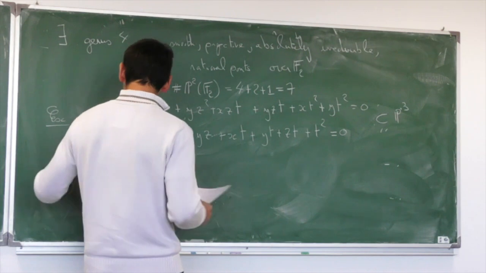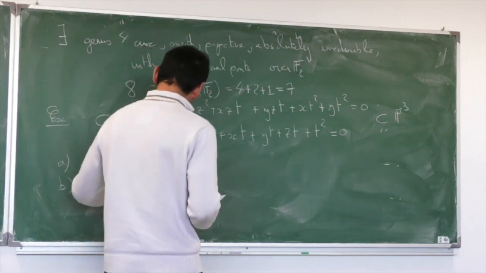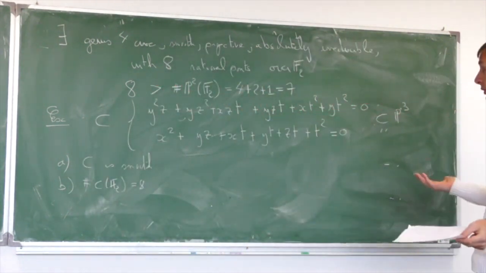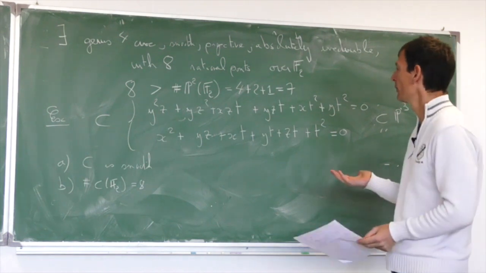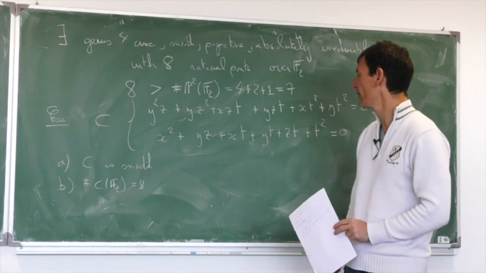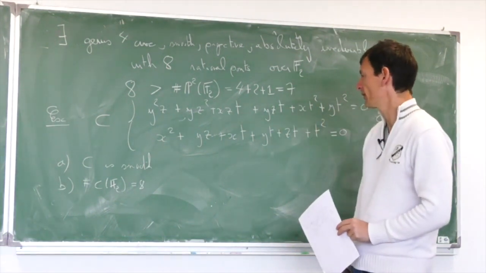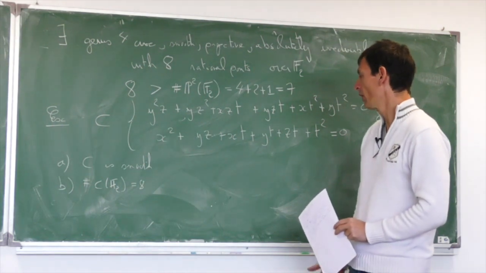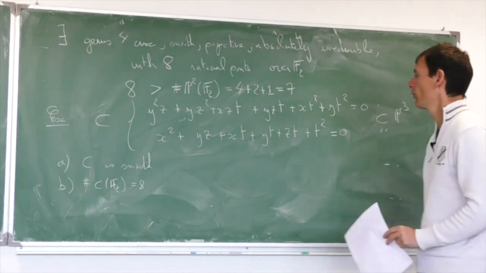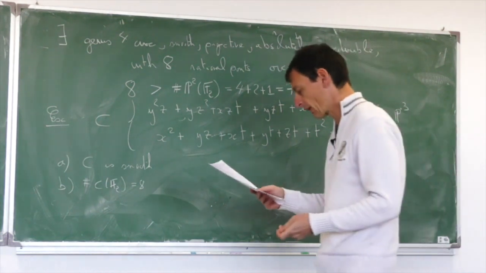Question B is to prove that it has 8 points over F2. In order to do that, you have two solutions. Either you do it by hand, you replace all the possibilities of x, y, z, and t by 0 or 1, and you see when a point satisfies these equations. Or you can try to program it, if you know how to do it, with a software. And this is, of course, going to be much faster if you know how to do that.